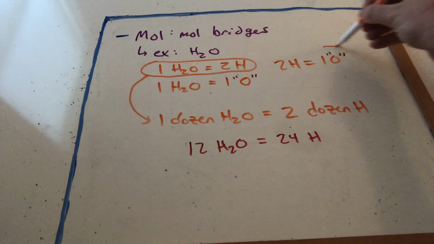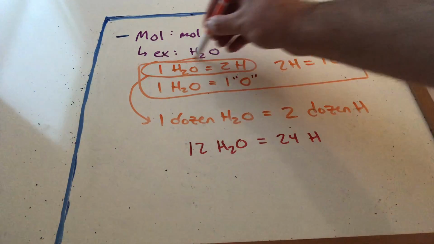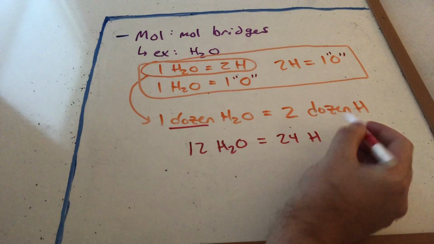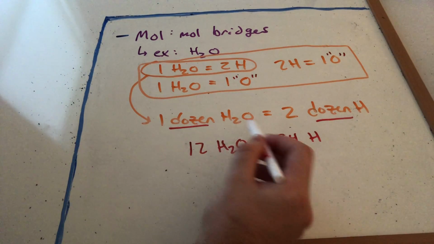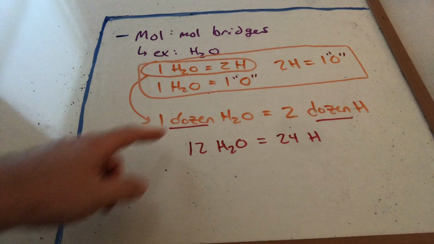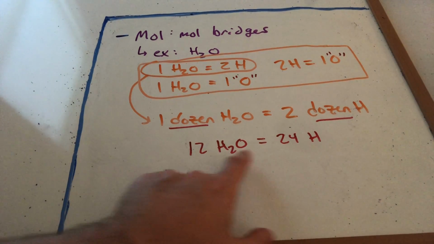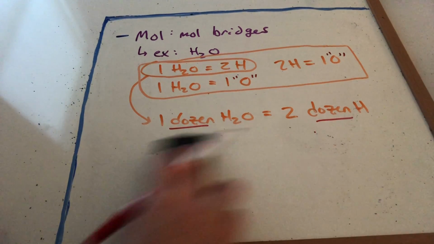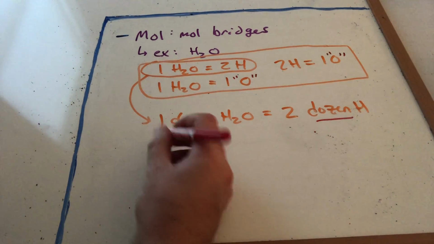So anything you can say about individual species, just looking at a chemical formula, you can also say about a grouping of that species. And this is how we develop mole-to-mole bridges. Because if you understand that 1 dozen H2Os would have 2 dozen H's inside it, and hopefully that makes sense to you, this is 1 dozen, this is 2 dozen, 24. You can say the same thing about moles.